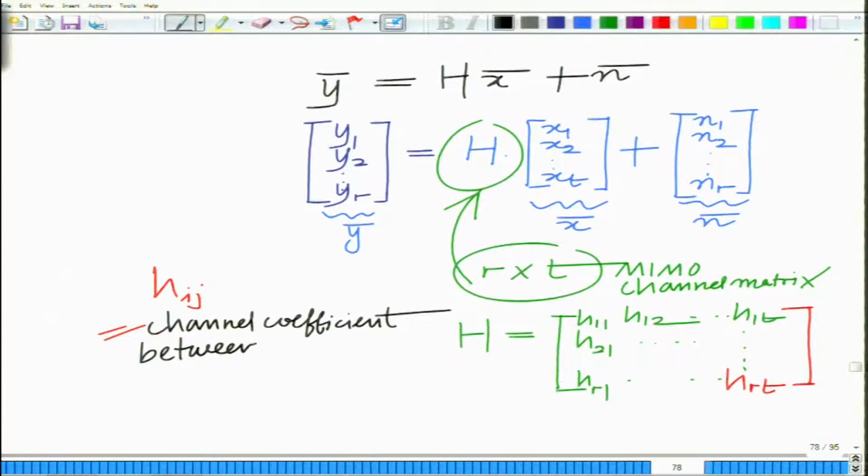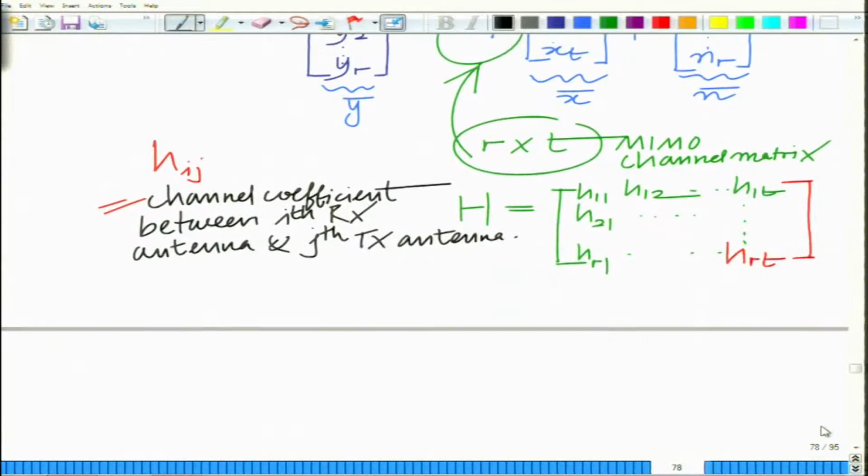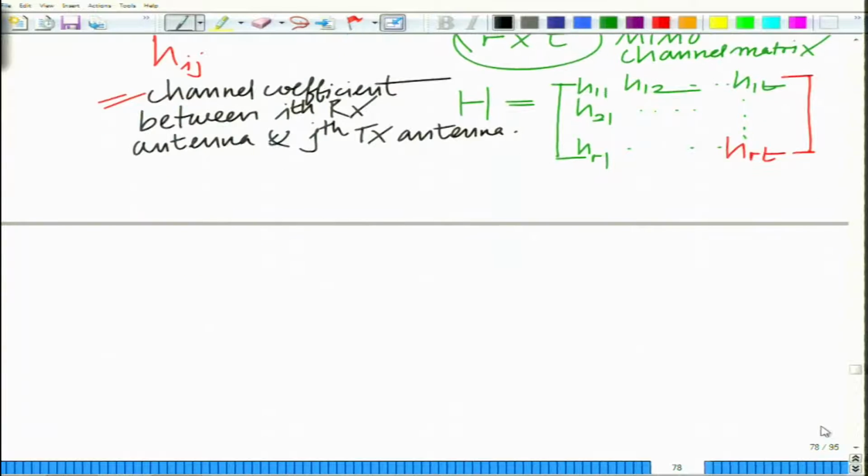Between the ith Rx antenna and the jth transmit antenna.